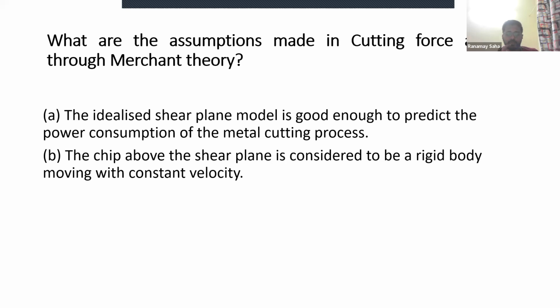Again, the chip above the shear plane is considered to be a rigid body moving with constant velocity, which may not actually be true. Why should there be a constant velocity of the chip? There is no law for that. And also, why should the chip be a rigid body? It is coming out of a material which can be ductile or brittle, which can have deformations. Then the chip should also experience such deformations, right? But for this particular analysis, it is considered that the chip is a rigid body moving at a constant velocity. I hope that's clear.